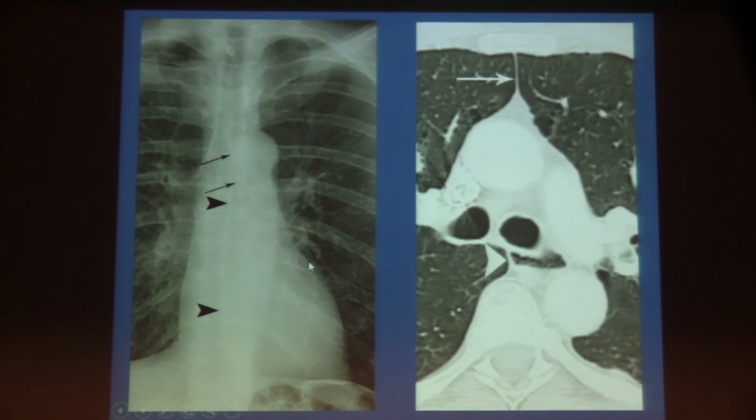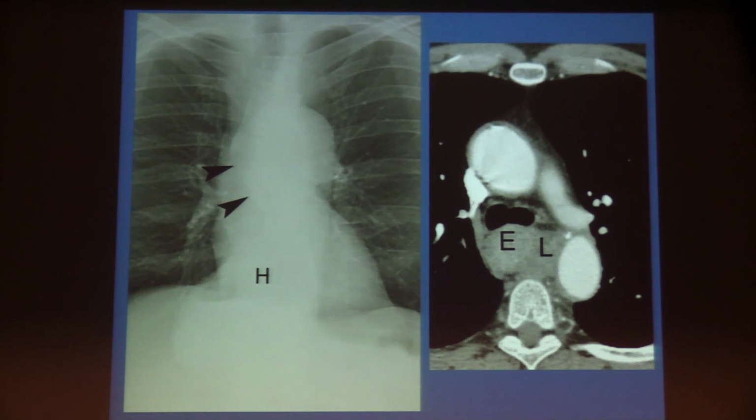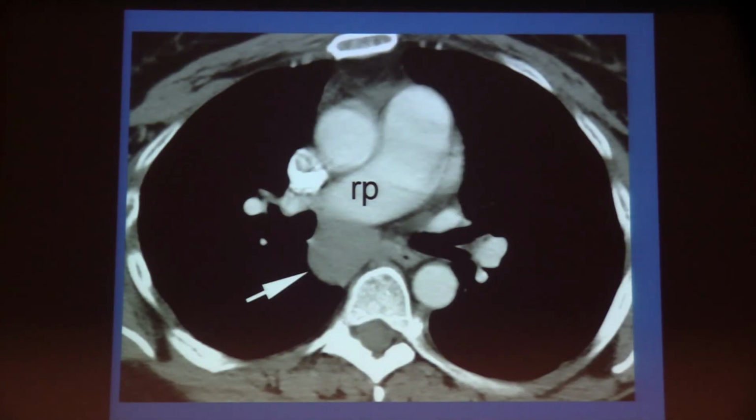And it's important to look for it on every single film. So if we look at this film over here and we see the azygo-esophageal line, we say, wow, what is this thing here? And then I see the air fluid level and I go, wow, it's just a hiatal hernia. Look again, because it doesn't go up. Maybe here there's a hiatal hernia, but here there's no air, there's fullness. This was the esophageal cancer and lymphadenopathy. If we don't look for this interface, we will not find it.